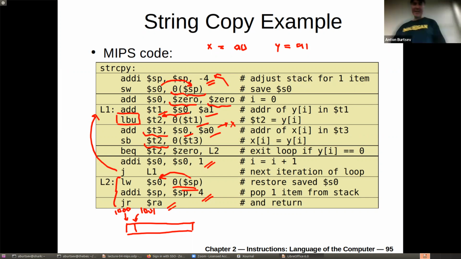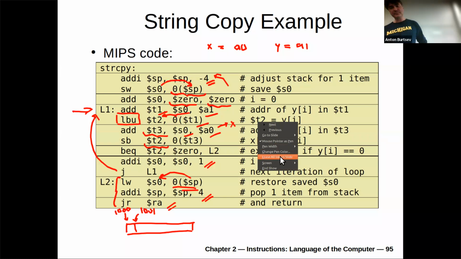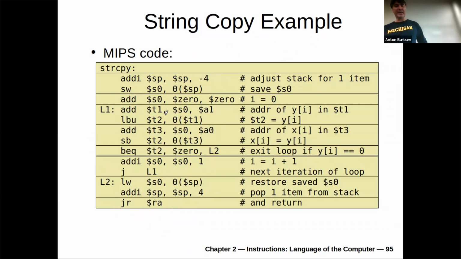So what your classmate is asking: in this line under the label, let me clear everything here. So in this line, we're saying, hold on, we're first adding the running counter, which is inside S0, to the address of the Y array, and putting it into T0. And then we load byte using T1, which is here, plus 0.